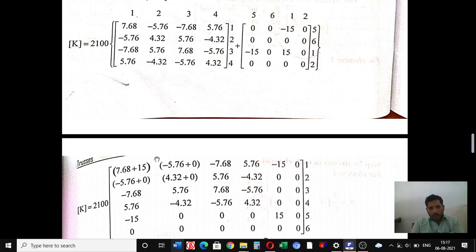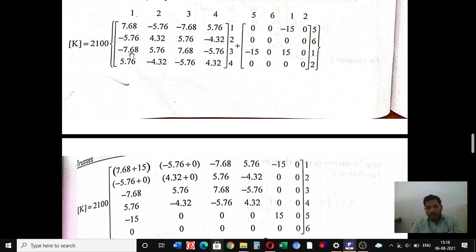2 into 1, how much do we get here? Minus 5.76. Okay, check again here. In this matrix, 2 into 1 becomes 0. Clear? And 2 into 3, how much is the value? 5.76. And 2 into 4, if you multiply this 2 and 4, how much does it become? Minus 4.32. And 2 into 5 is available here? This side is not available, but this side is available. 2 into 5, how much is the value? 0. 2 into 6, how much is the value? 0. Clear?